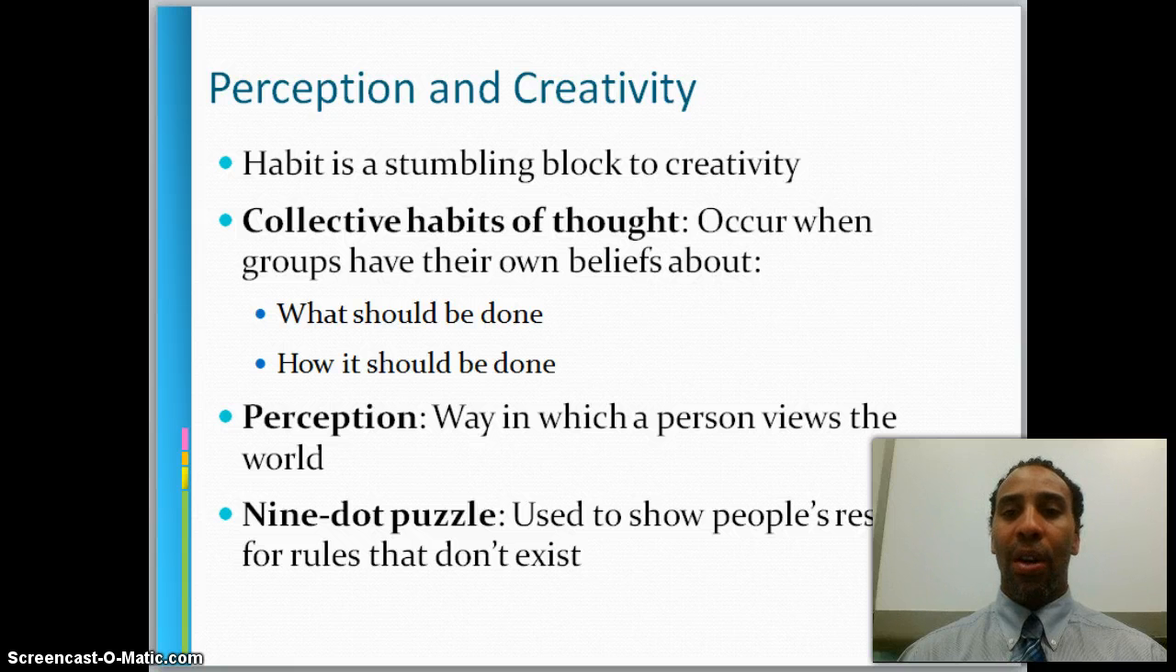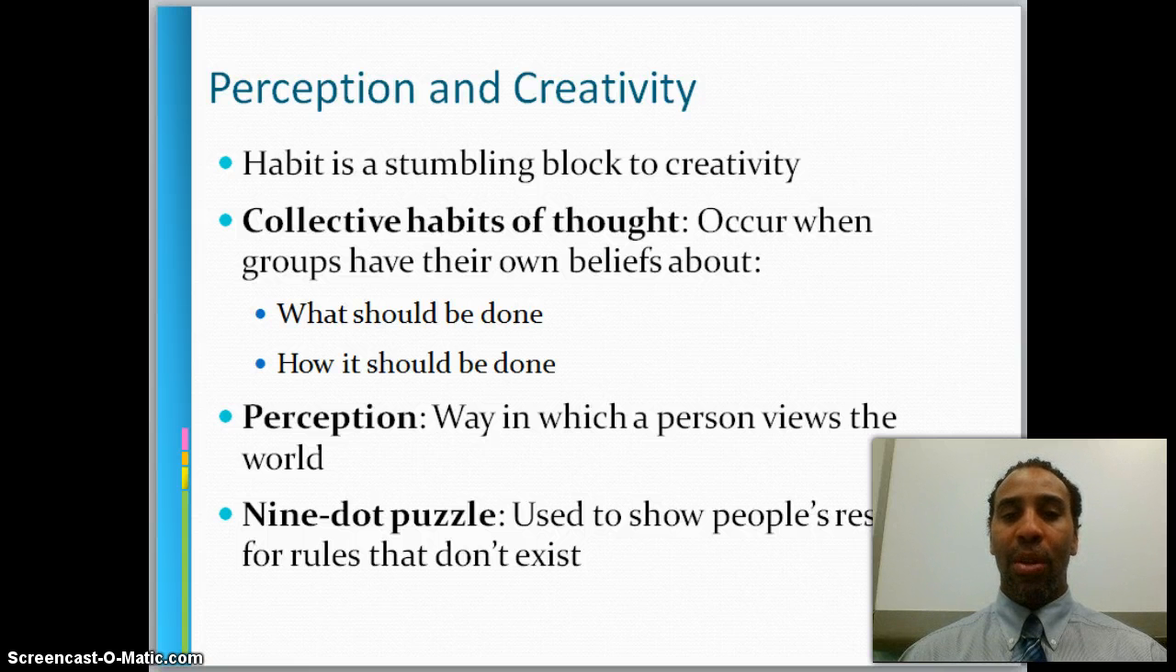Collective habits of thought occur when groups have their own beliefs about what should be done and how it should be done. And every organization that I go into, everybody says this is how it should be done. This is the way that we've always done it. But I'm a big proponent of the second right answer. There's always a better way to do everything.